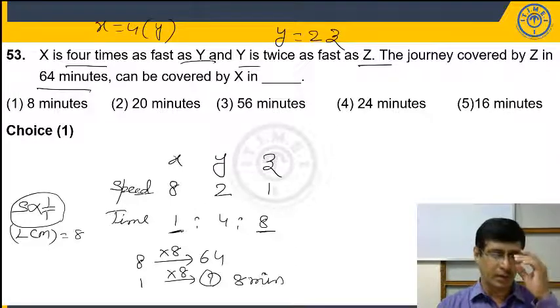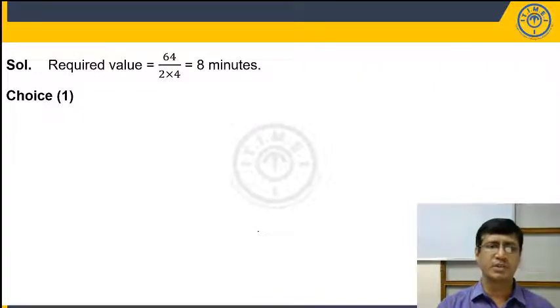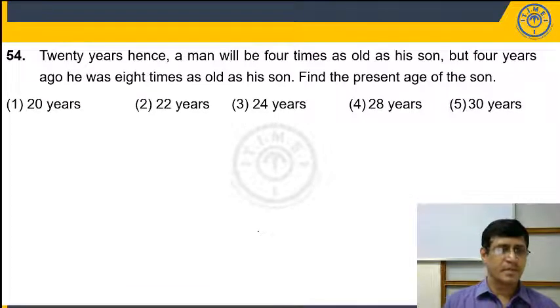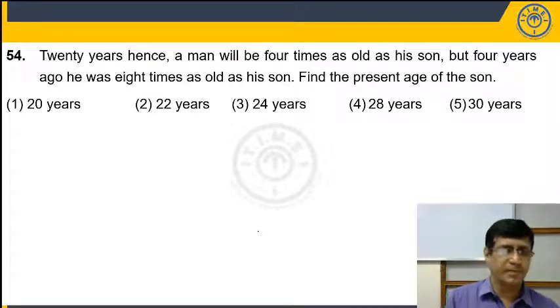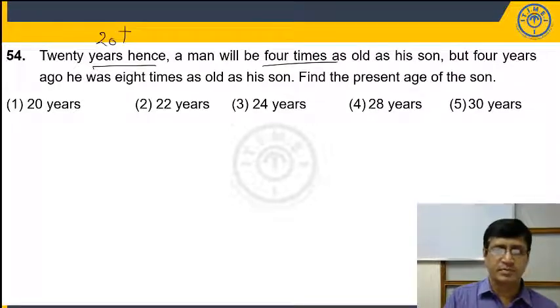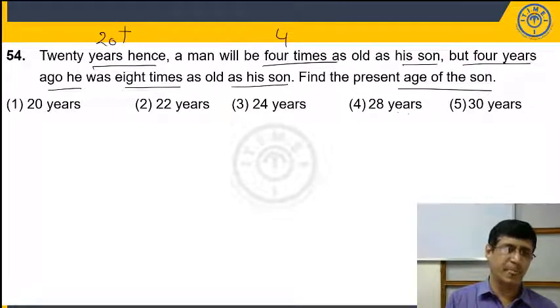Okay. Option number 1. Now look at the next example on your screen. 20 years hence, a man will be 4 times as old as his son. 20 years hence means 20 years after. But 4 years ago, he was 8 times as old as his son. Find the present age of the son.